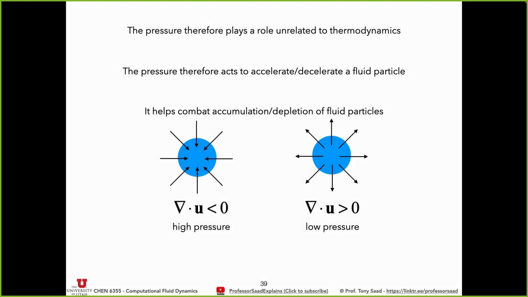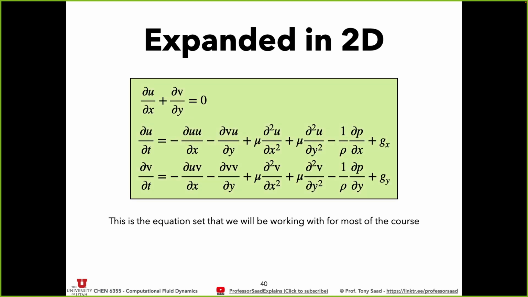Finally, the equation set that we will be working with is going to be in 2 dimensions. So we're going to knock out the z direction, constant density, and I'm going to expand all the terms. So we have continuity, or the mass conservation. That's div u equals 0, du by dx plus dv by dy equals 0. So in 2D, we only have u and v velocities. X momentum and y momentum.